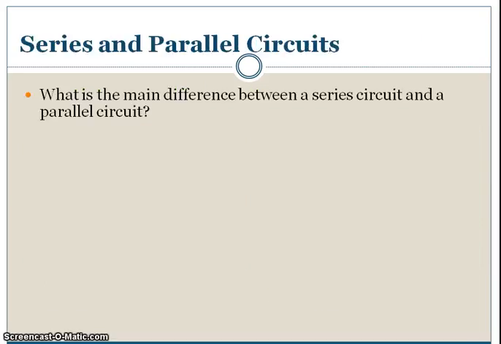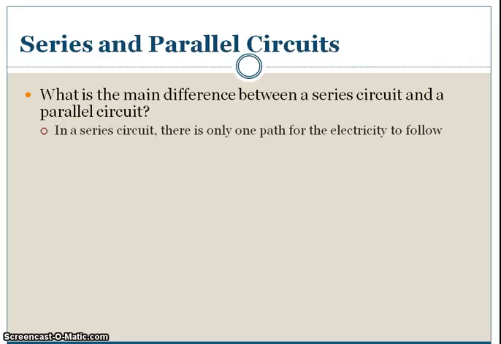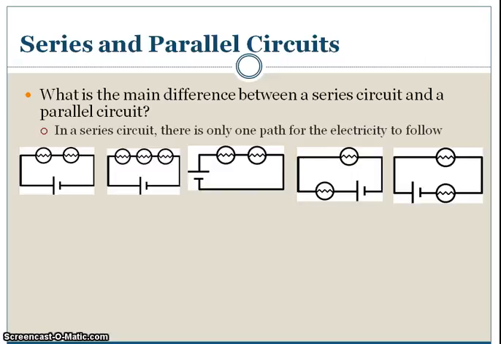Alright, so what is the main difference between a series circuit and a parallel circuit? And we'll be building some of these in class. In a series circuit, we define it as a circuit where there's only one path for the electricity to follow. So these are a bunch of different ways that you could draw a series circuit. Here we have a battery and two light bulbs in series, so they're all along the same path. There's only one pathway there.